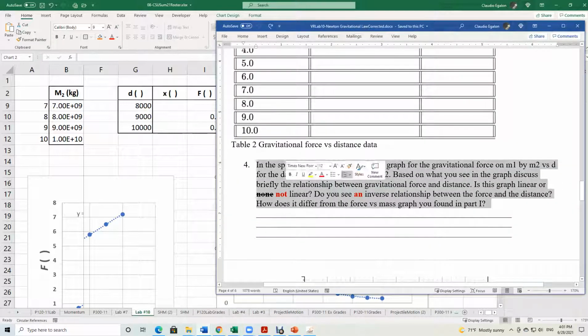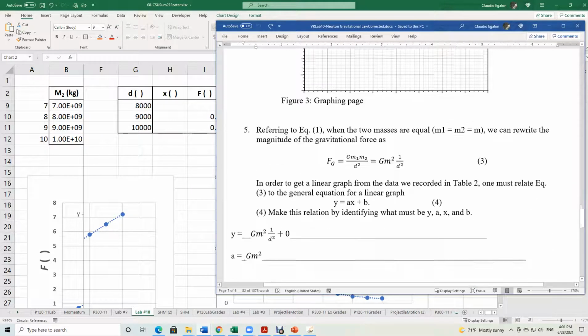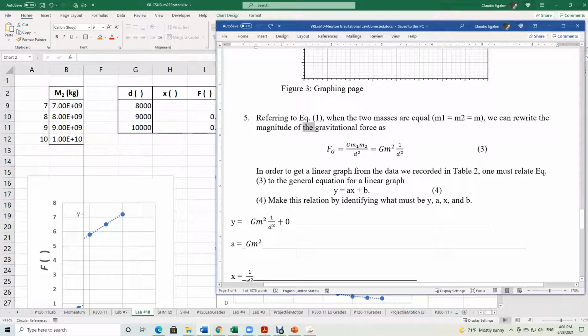In the space provided in figure 3, make a graph. Okay, we did the graph. Referring to equation 1, when the two masses are equal, we can write the magnitude of the gravitational force as G m squared over d squared, with m1 equal to m2 equal to m. Okay?